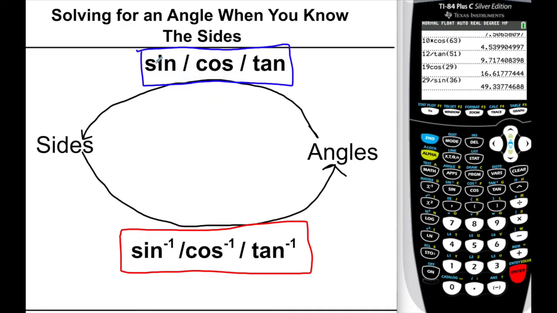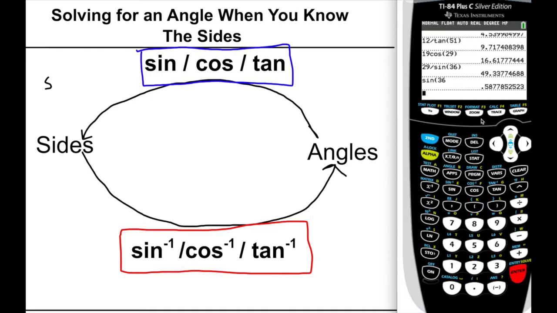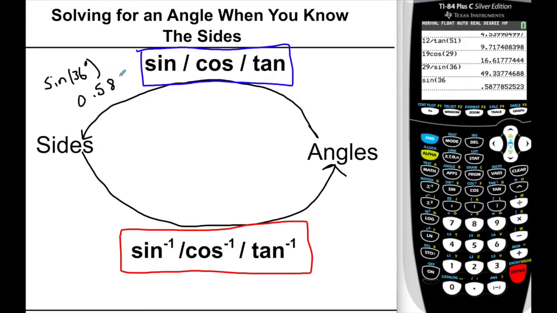When I'm using sine, cosine, and tangent, I have an angle, and what it gives me is the ratio of the sides. So for example, if I do sine of 36 degrees, you give me an angle, and I give you the ratio 0.588, let's say. If I have an angle of 36 degrees, the ratio of the side that's opposite to it, to the hypotenuse, will be 0.588. Sine inverse, cosine inverse, and tan inverse work the other way.